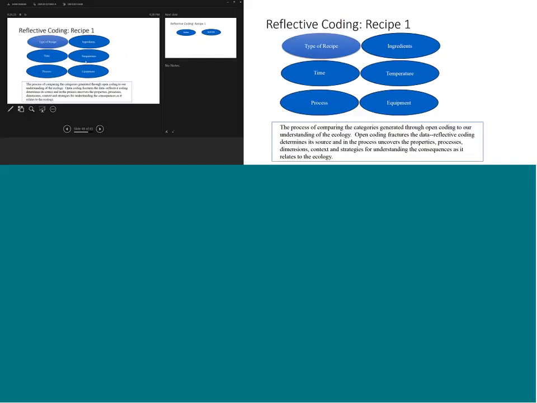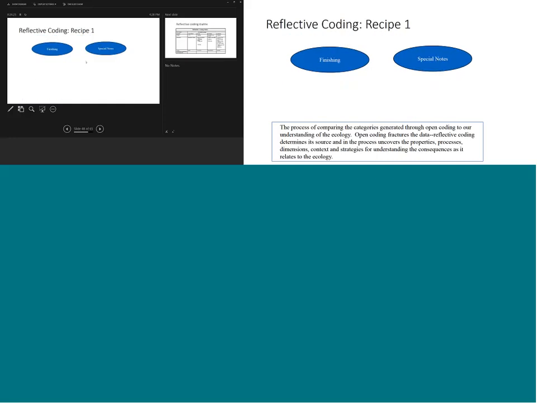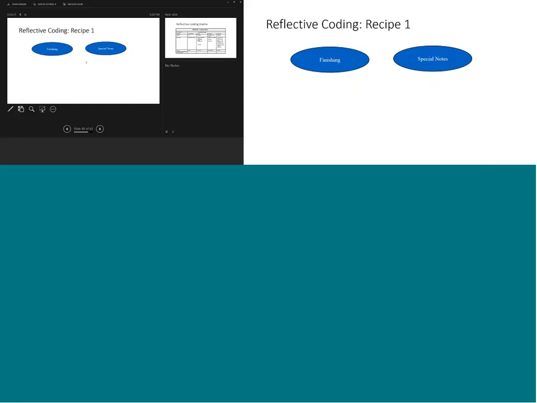So I reduced probably a dozen or more open codes. I brought them down into 6 for our example here. And now I could do the same thing. I could go through all the other recipes, and I would do the same.